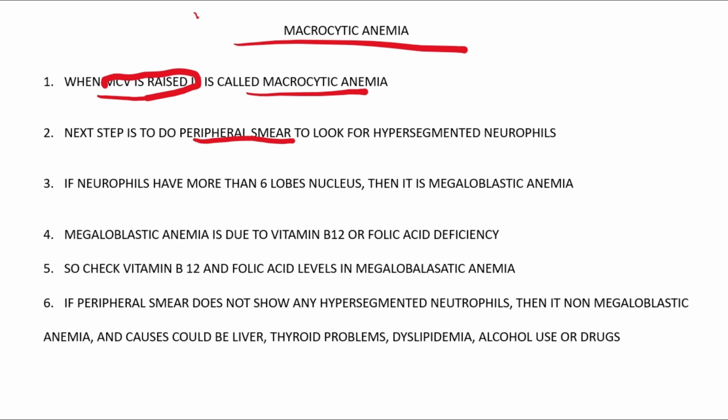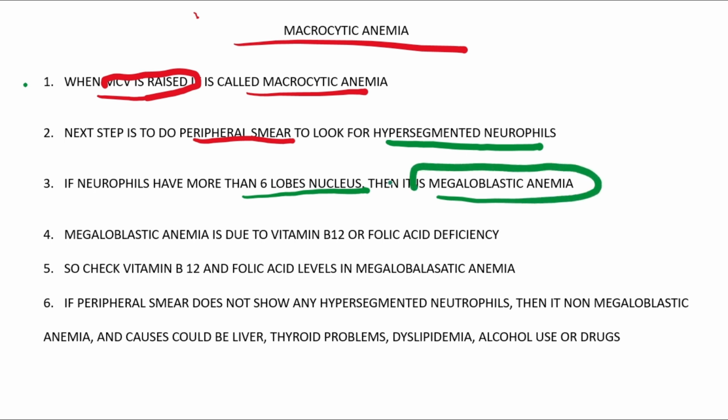So, if the peripheral smear is done and shows that the patient is having hypersegmented neutrophils, then what are the hypersegmented neutrophils? If the neutrophils have more than 6 lobes of nucleus, then they are called hypersegmented neutrophils, and it indicates megaloblastic anemia.